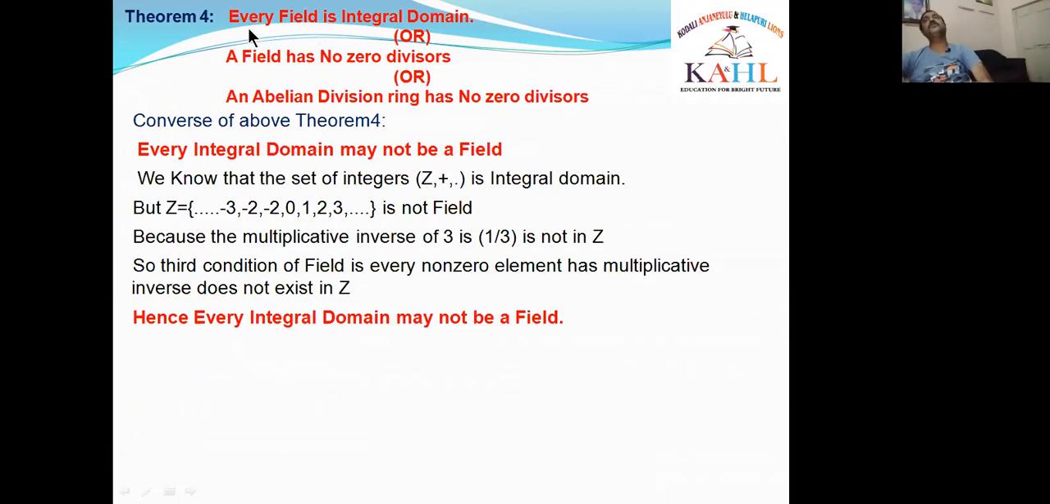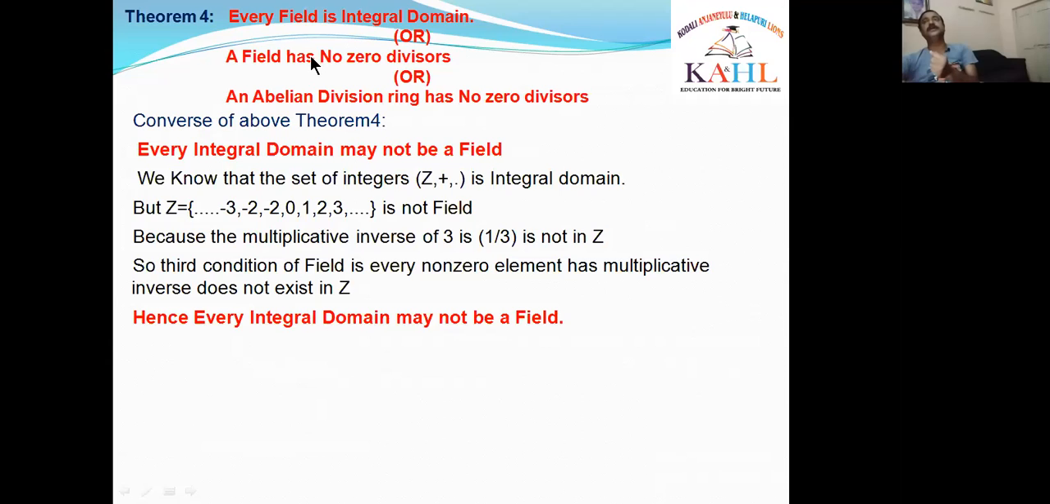What is the theorem? Every field is an integral domain. I am asking, if we take an integral domain, is it maybe a field? No, it is not possible. That's what I am writing: every integral domain may not be a field. It is not always possible for an integral domain to be a field. Are you understanding that? Every field is an integral domain, but every integral domain may not be a field.